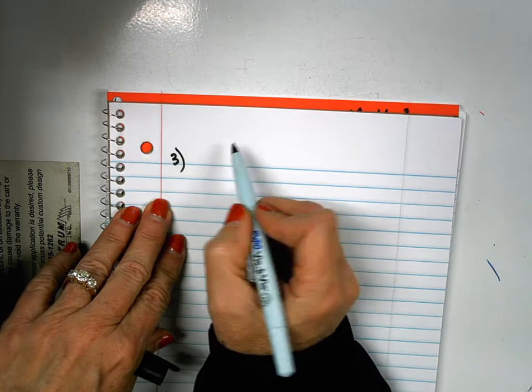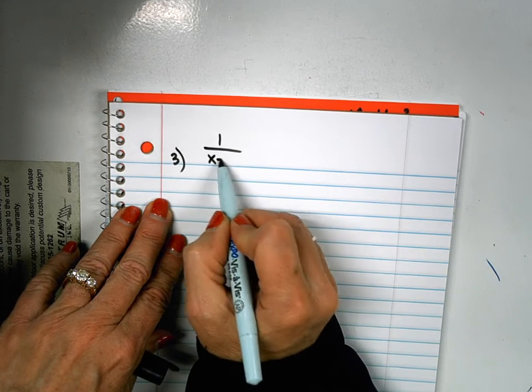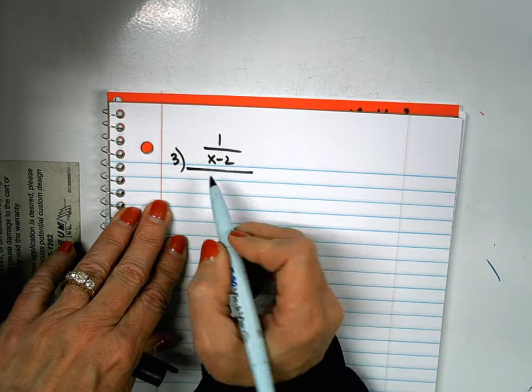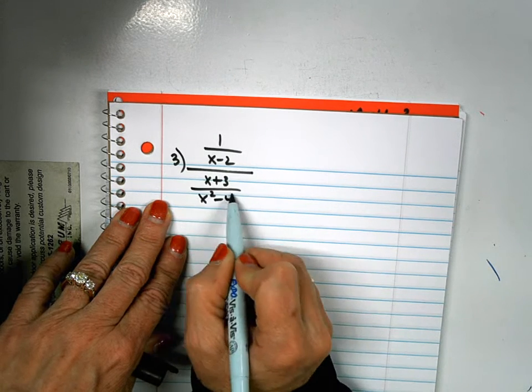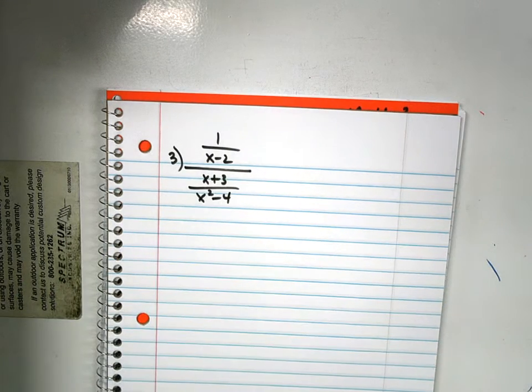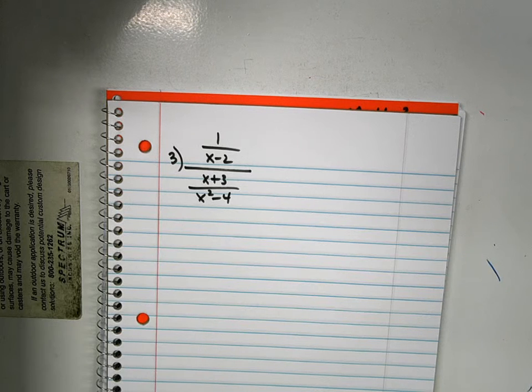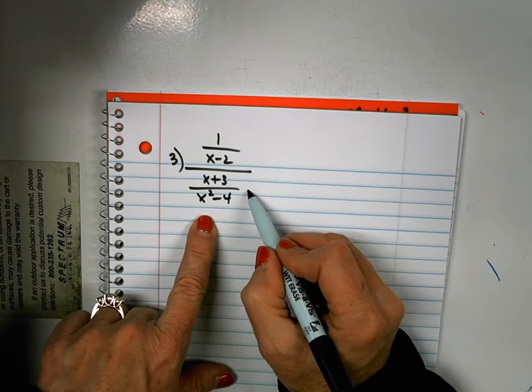1 over x minus 2 over x plus 3 over x squared minus 4. Okay, so it's just written a different way, but it's the exact same thing. So which one do you flip over? The denominator, right? This is the one I like to flip over.